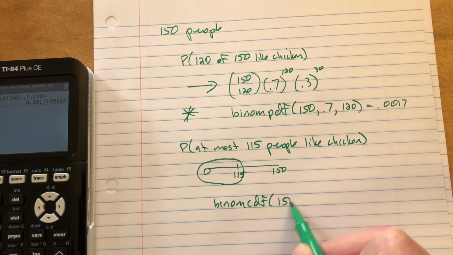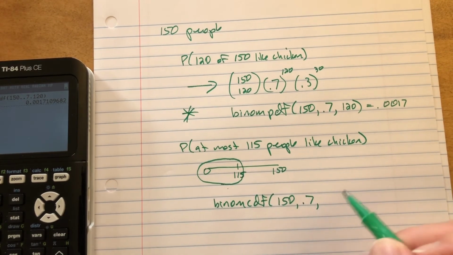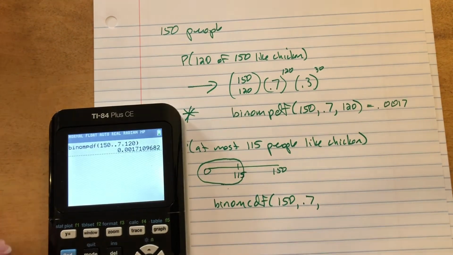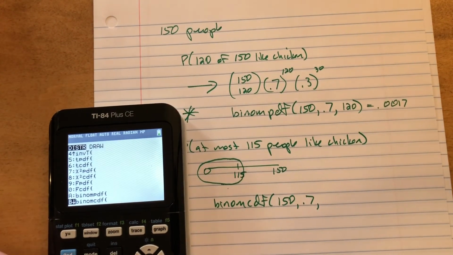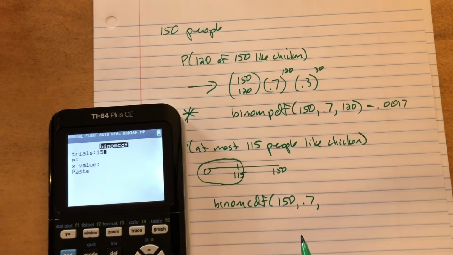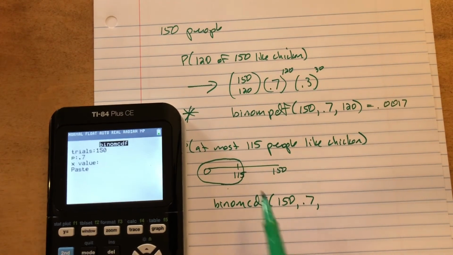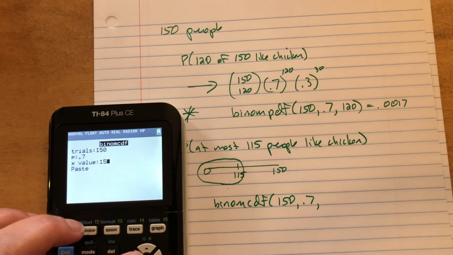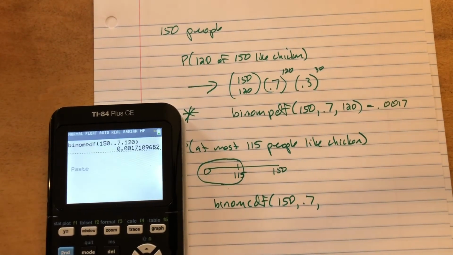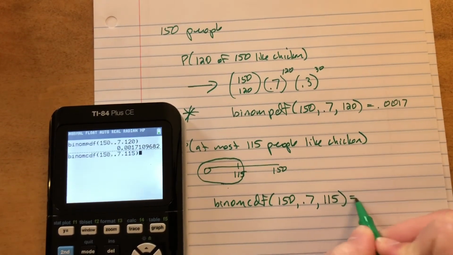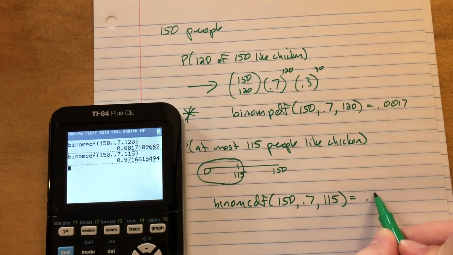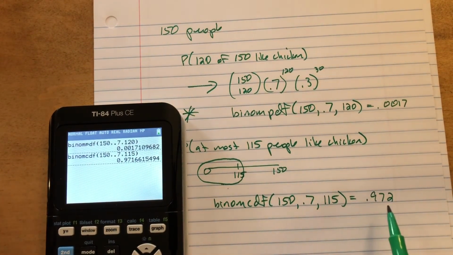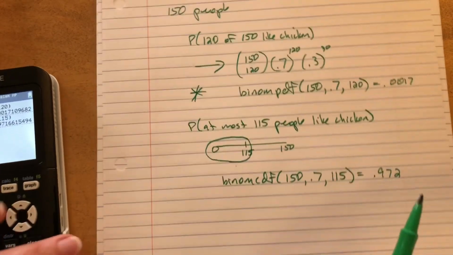Again, it's going to ask me for the total number of trials, the probability of success, and then that anchor number that it's going to start accumulating from on the left. So I want to include 115, because I want 115 down. Okay, so this will be 0.972. So there's about a 97% chance that at most 115 people will like chicken, because it can be anywhere from 0 to 115 people. Okay, all right, let's do an at least.